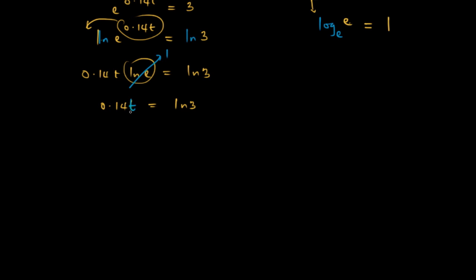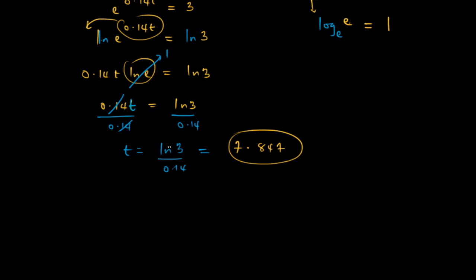Now to find t, I'm going to divide both sides by 0.14. So you divide by 0.14, you divide by 0.14. So this goes off. So your t is just going to be the ln of 3 divided by 0.14. And then I'm very sure your calculator should be with you. When you punch in the ln of 3 divided by 0.14, what you would obtain is 7.847. You can confirm this answer, but since you already know how to use a calculator, just punch in the ln of 3 and then divide your answer by 0.14.